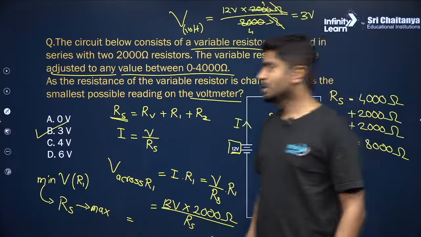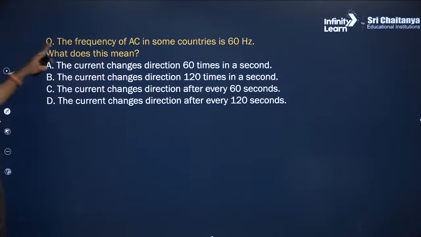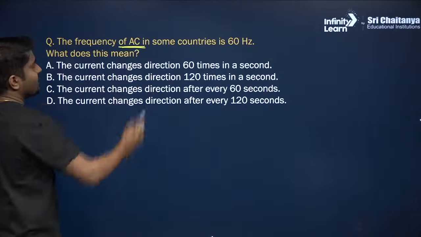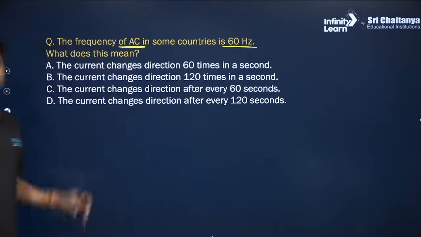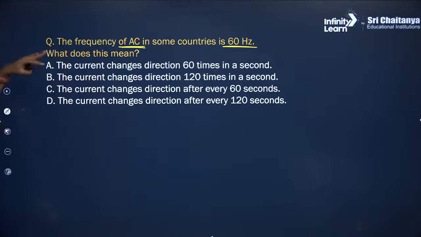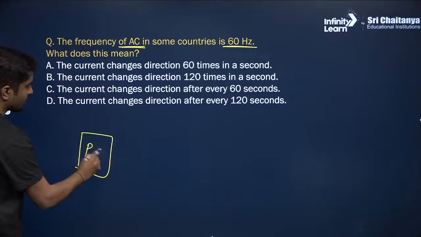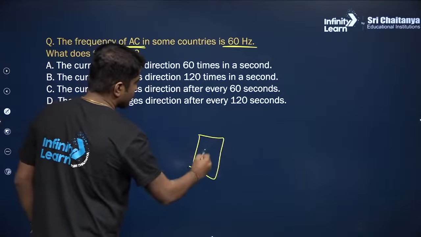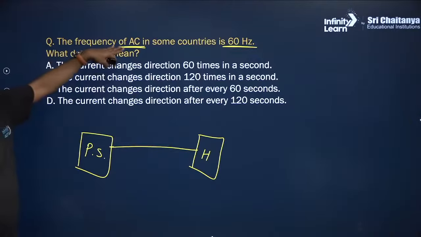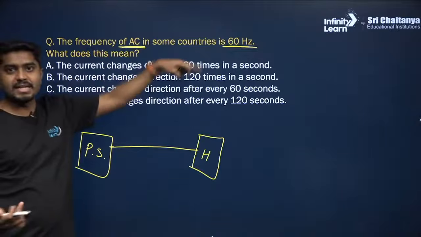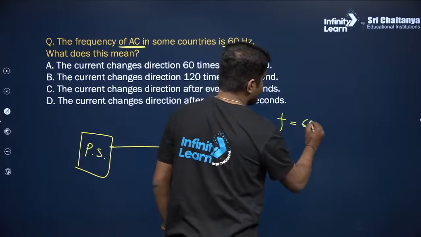Understood now? Okay, so that was the first question from the physics topic. The second one: the frequency of AC, alternating current, in some countries is 60 hertz. So what does it mean? Let's suppose there is a power station and a house, connected by cables, and this alternating current has a frequency of 60 hertz. Do you know what is 60 hertz? Frequency is equal to 60 hertz.